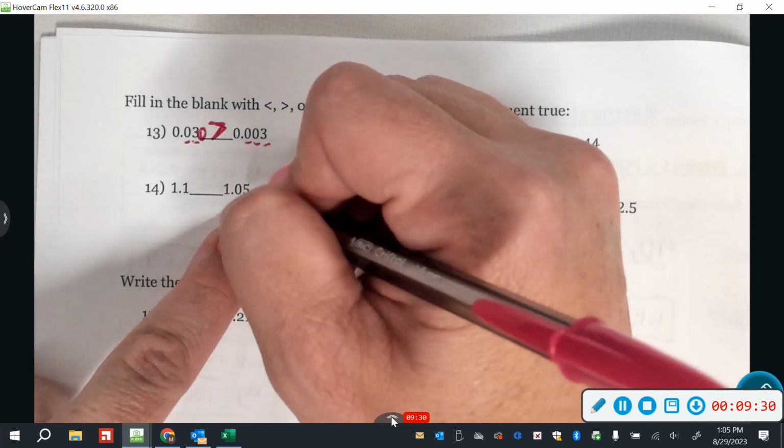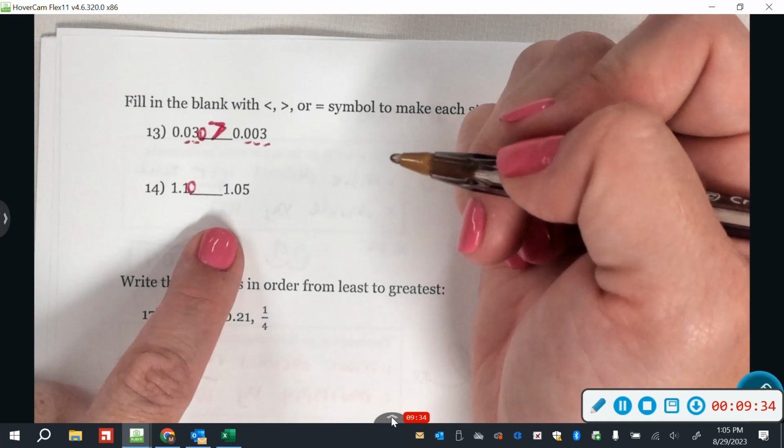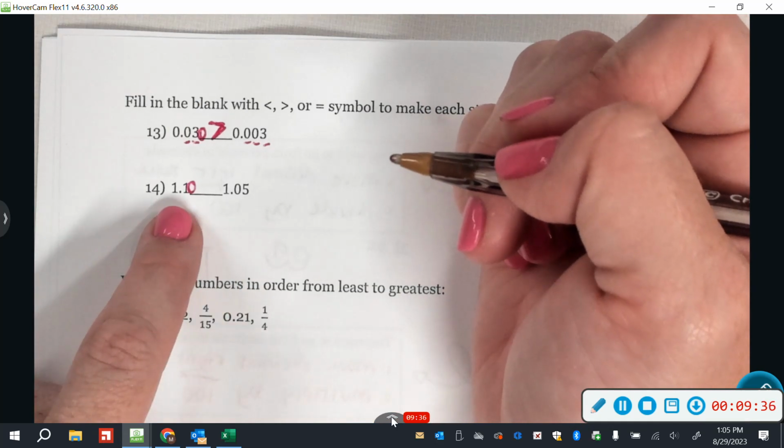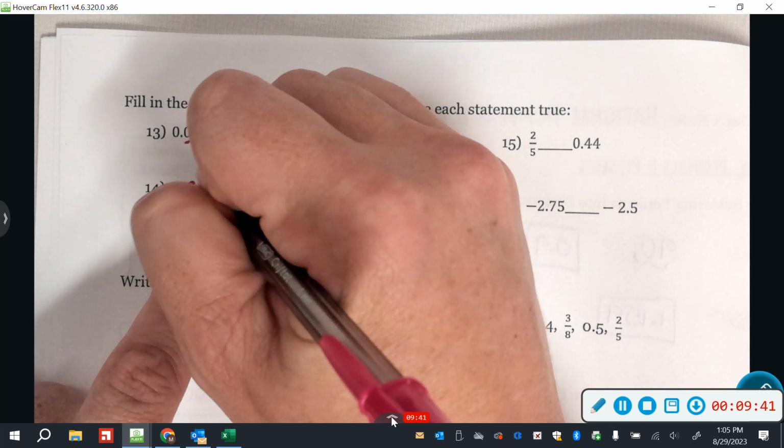So here this is 100th place, 10th place. So if I add a 0, which one's bigger? 1.10 or 1.05? Yeah, 1.10.